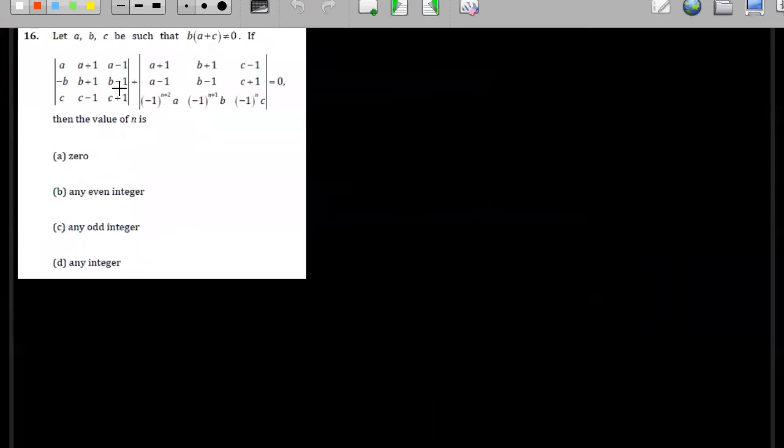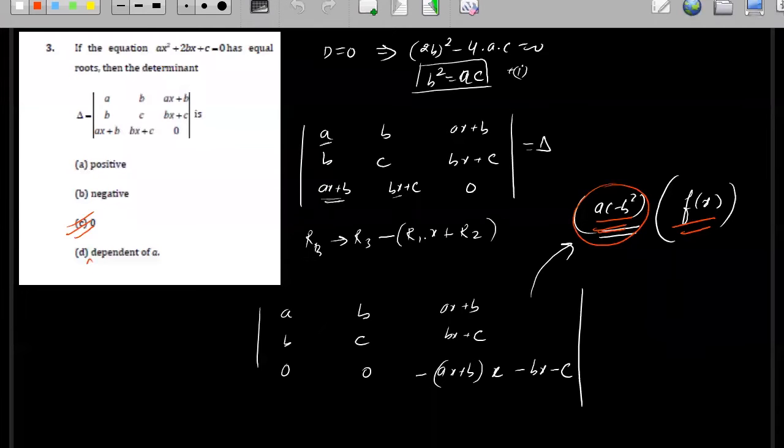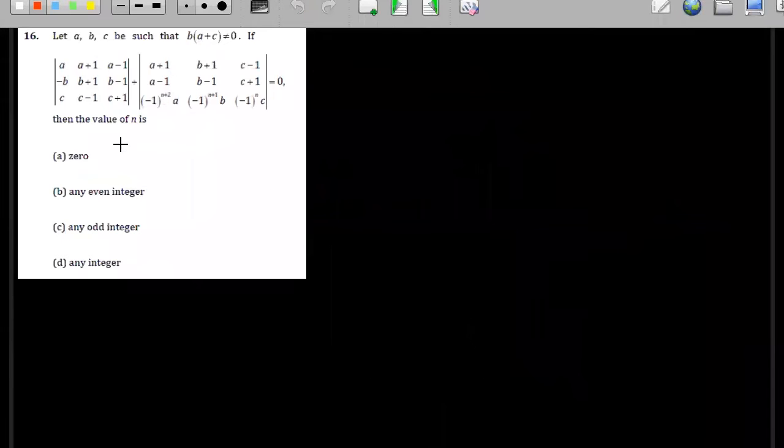Fine. Next one. Now this was the question asked. So a, b, c are such that b plus c. Row 3, the third row, is equal to row 3 minus row 1 into x plus row 2. Okay, you are saying C3 also can be written in that form. Okay, that is okay. Next is this one. C3 implies C1. Okay, if you have done some elementary transformation, that is okay.